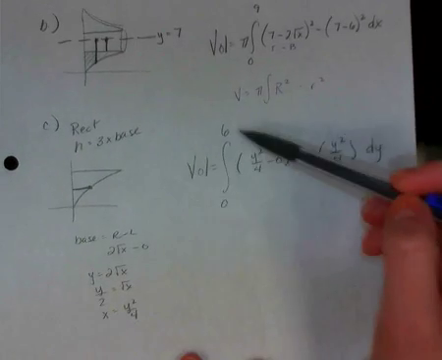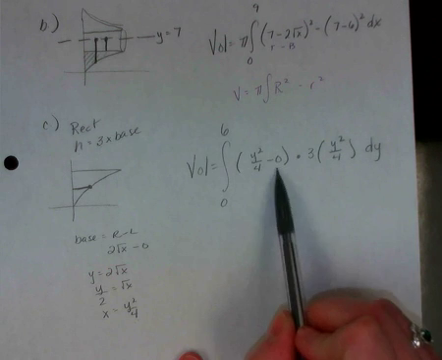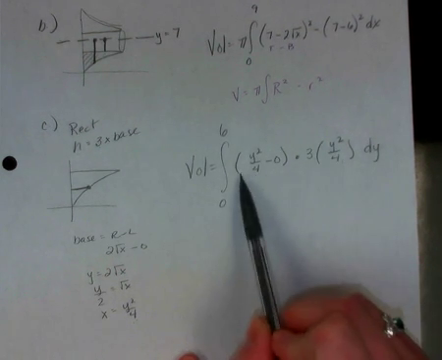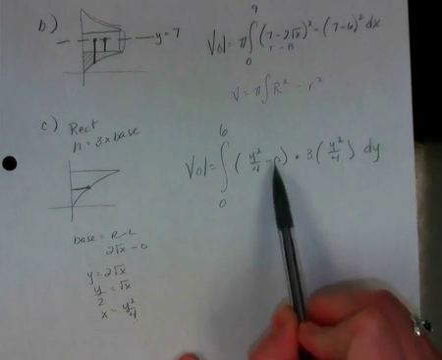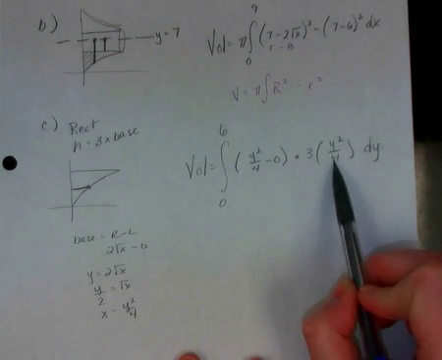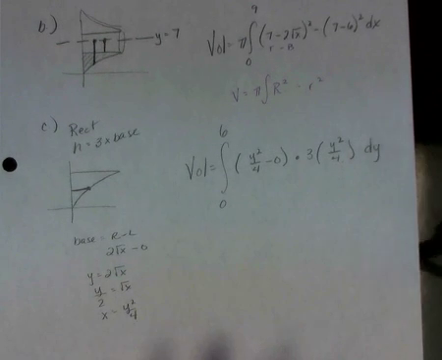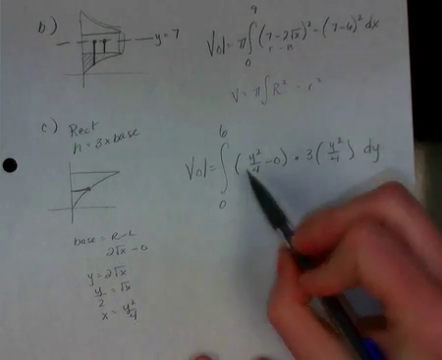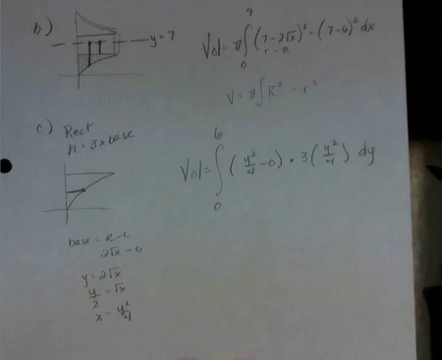So the volume is the integral of base times height. The base is right minus left times the height is 3 times the base. My limits are now based on my y coordinates. Make sure everything's in terms of y and you have a dy at the end, and that's it.